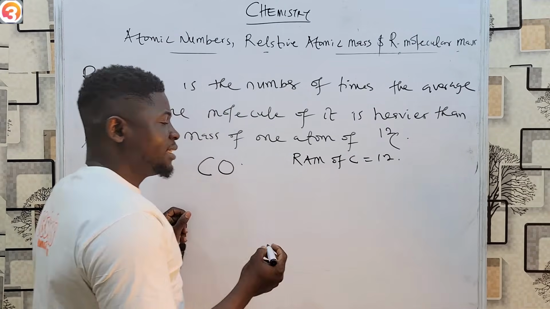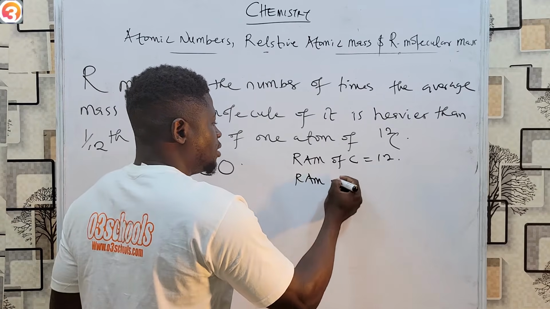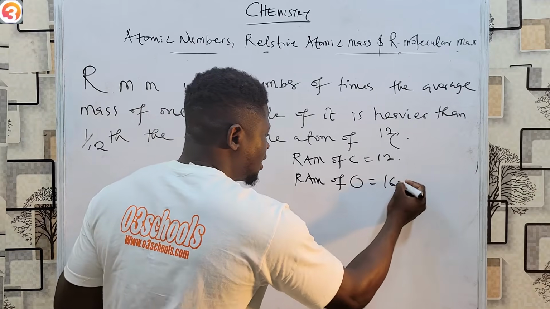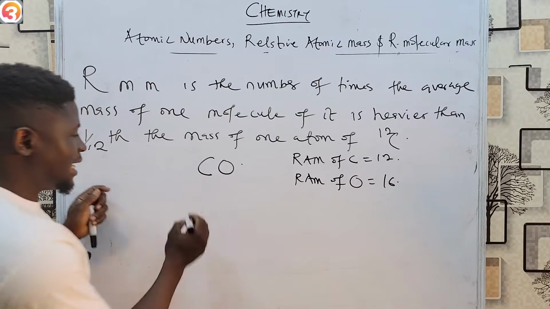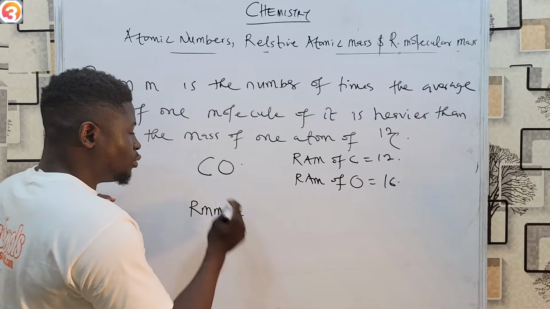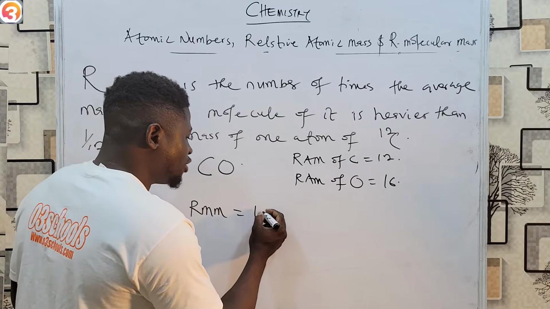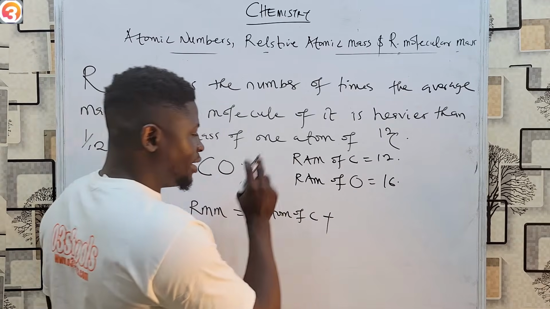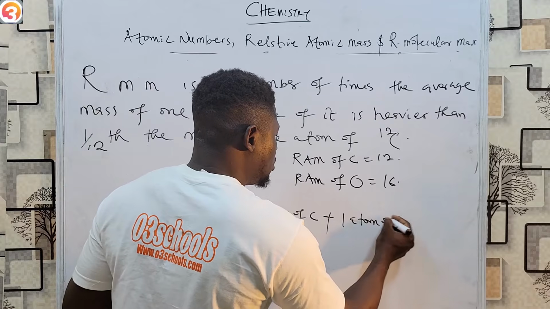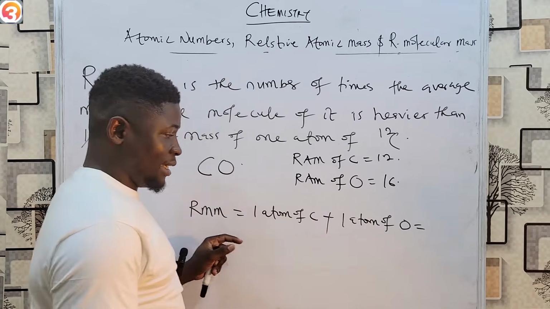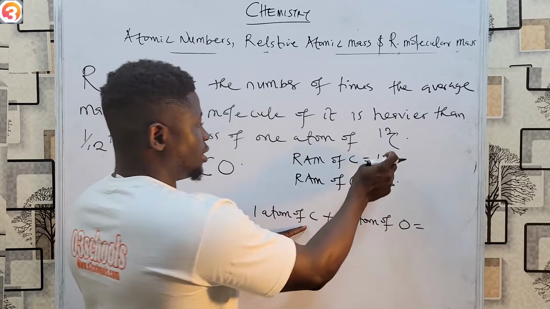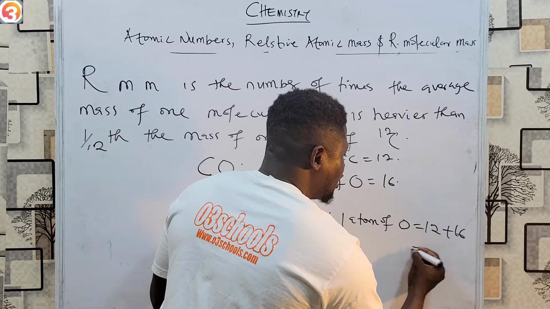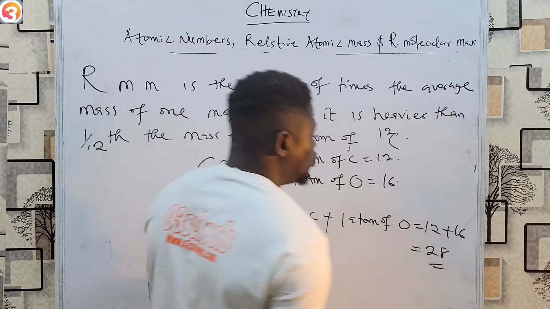Is 12, right? Then the relative atomic mass of oxygen, O, you will be given, is 16. Now to find the relative molecular mass, RMM, how many atoms of carbon do I have here? One atom of carbon, plus how many atoms of oxygen? Still one atom of oxygen. So one atom of carbon is 12 plus one atom of oxygen is 16. So the relative molecular mass here is 12 plus 16, which is 28.